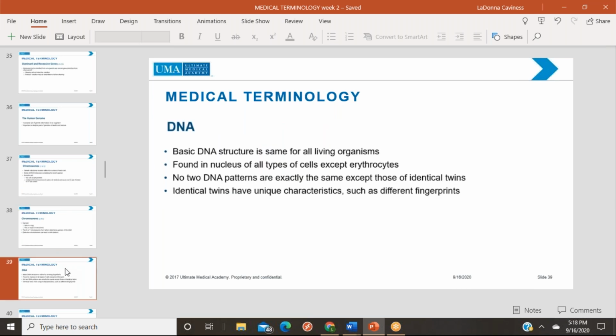DNA. Basic DNA structure is same for all living organisms, found in nucleus of all types of cells except erythrocytes. No two DNA patterns are exactly the same except those of identical twins. Identical twins have unique characteristics such as different fingerprints.